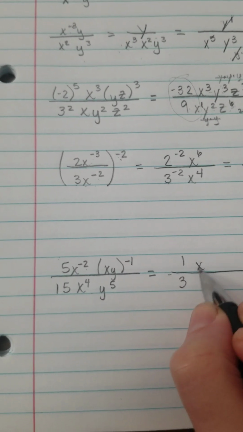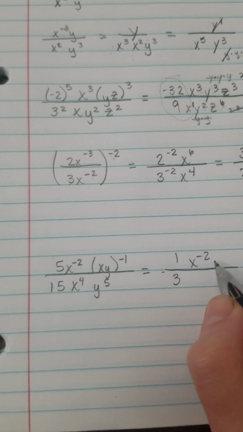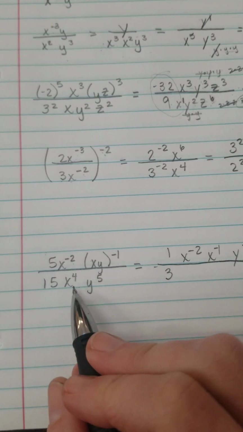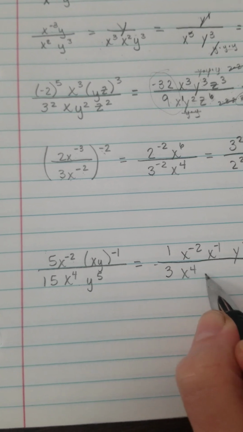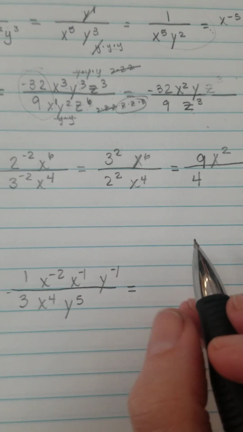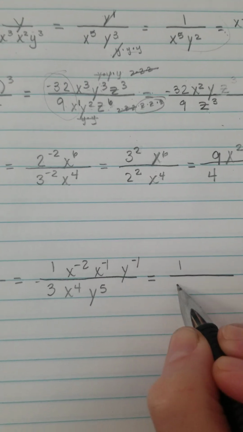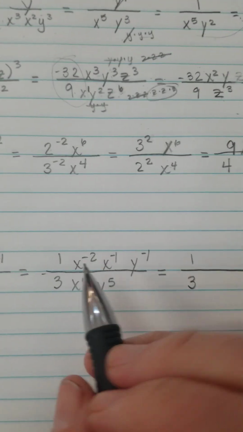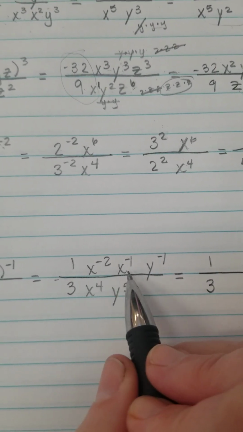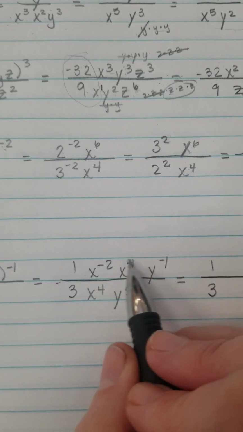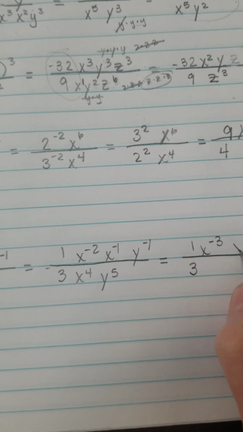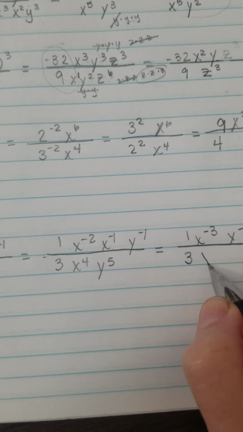X to the negative 2nd I'm going to leave for just a second while I distribute this stuff. So I get x to the negative 1st, y to the negative 1st, and then on the bottom I have x to the 4th, y to the 5th. All right, I got a lot of x's to put together. So I'm going to take that 1/3 because I know I'm kind of finished with those numbers, and I'm going to start putting my x's together. What I get is x to the negative 2nd times x to the negative 1st, so I add those exponents. That gives me x to the negative 3rd. And then I'm going to copy everything because I'm trying to be thorough.